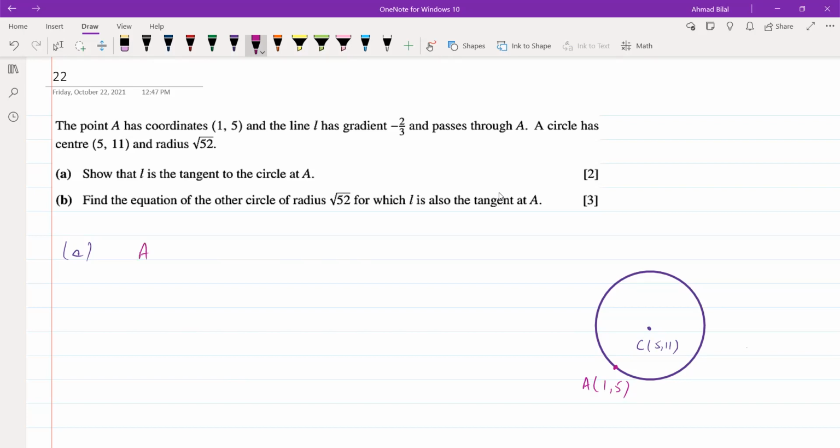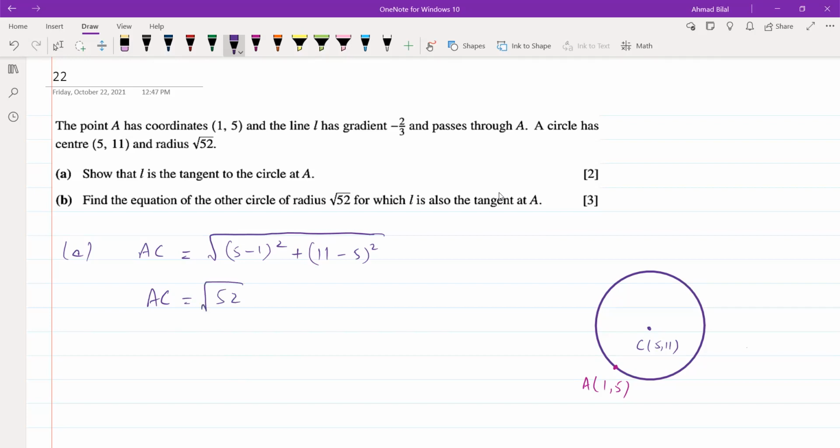Distance AC has to be the radius of the circle. So that's good. So that's what we do first. We find the distance AC. That's 5 minus 1 whole square plus 11 minus 5 whole square. We get AC squared equal to 4 squared, which is 16, plus 36, which is 52.